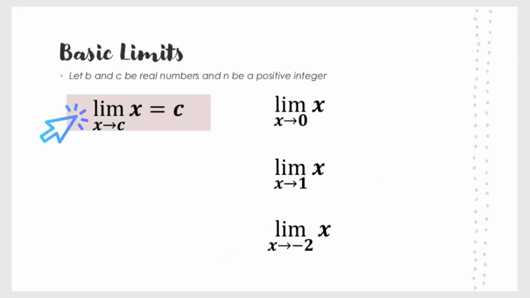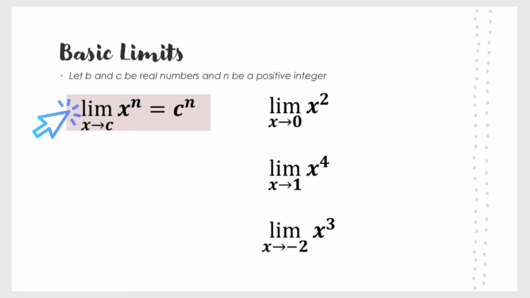Second, we have the limit of x as x approaches c is equal to c. So here, direct substitution is applied. Example, the limit of x as x approaches 0, so we simply substitute 0. The limit of x as x approaches 1 is 1. The limit of x as x approaches negative 2 is equal to negative 2.